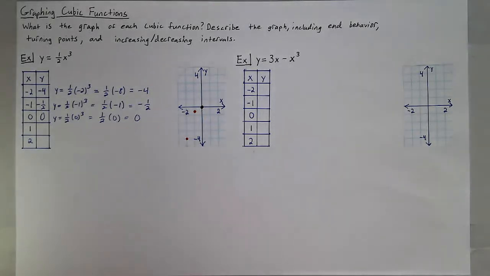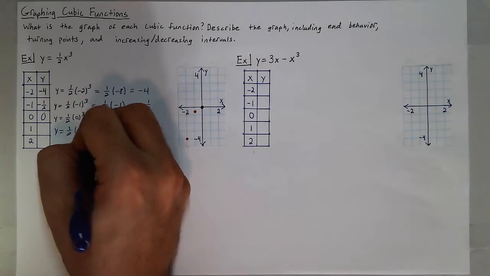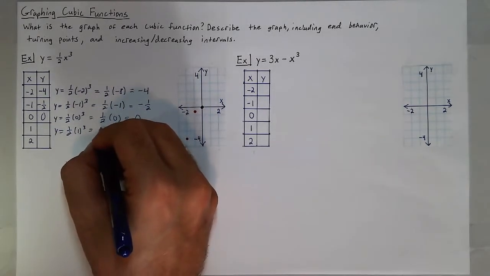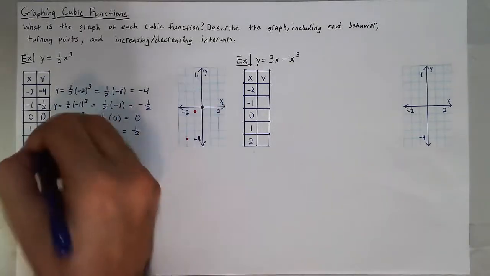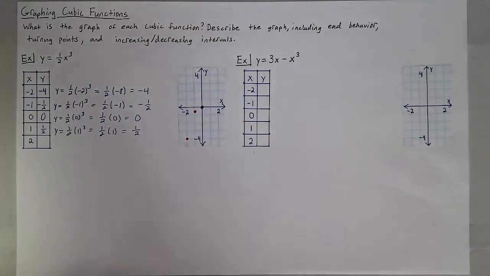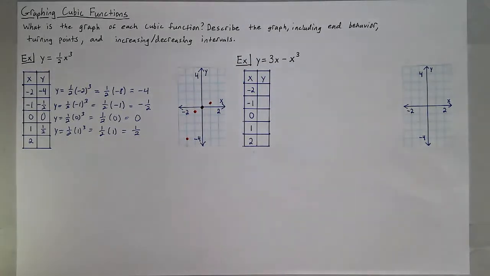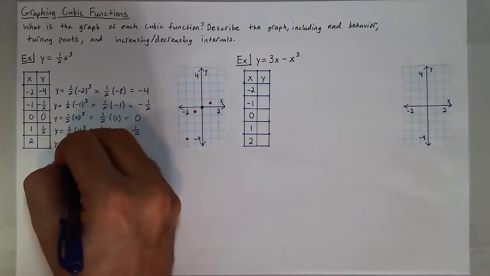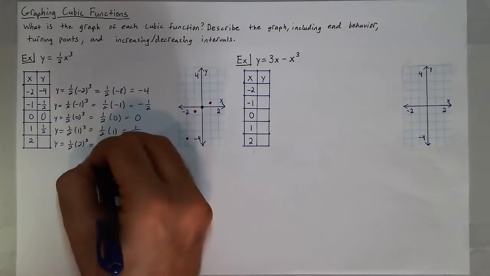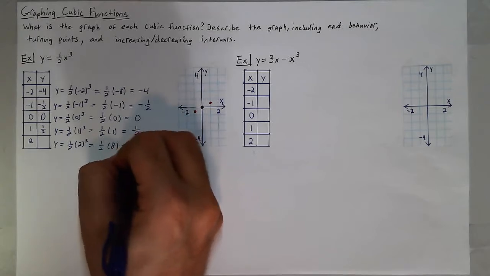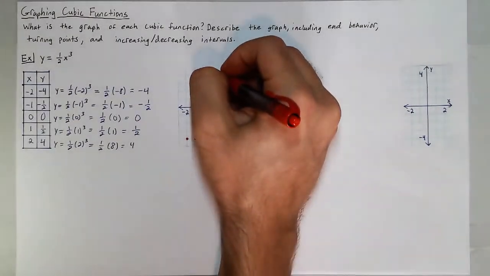And then we'll plug in 1. y is equal to 1 half of 1 cubed. So 1 half times 1 times 1 times 1. So it's 1 half times 1, which gives me 1 half. So a point at 1, comma 1 half. And then y is equal to 1 half times 2 cubed. So that's 1 half times 8, which gives me 4. So another point at 2, 4.